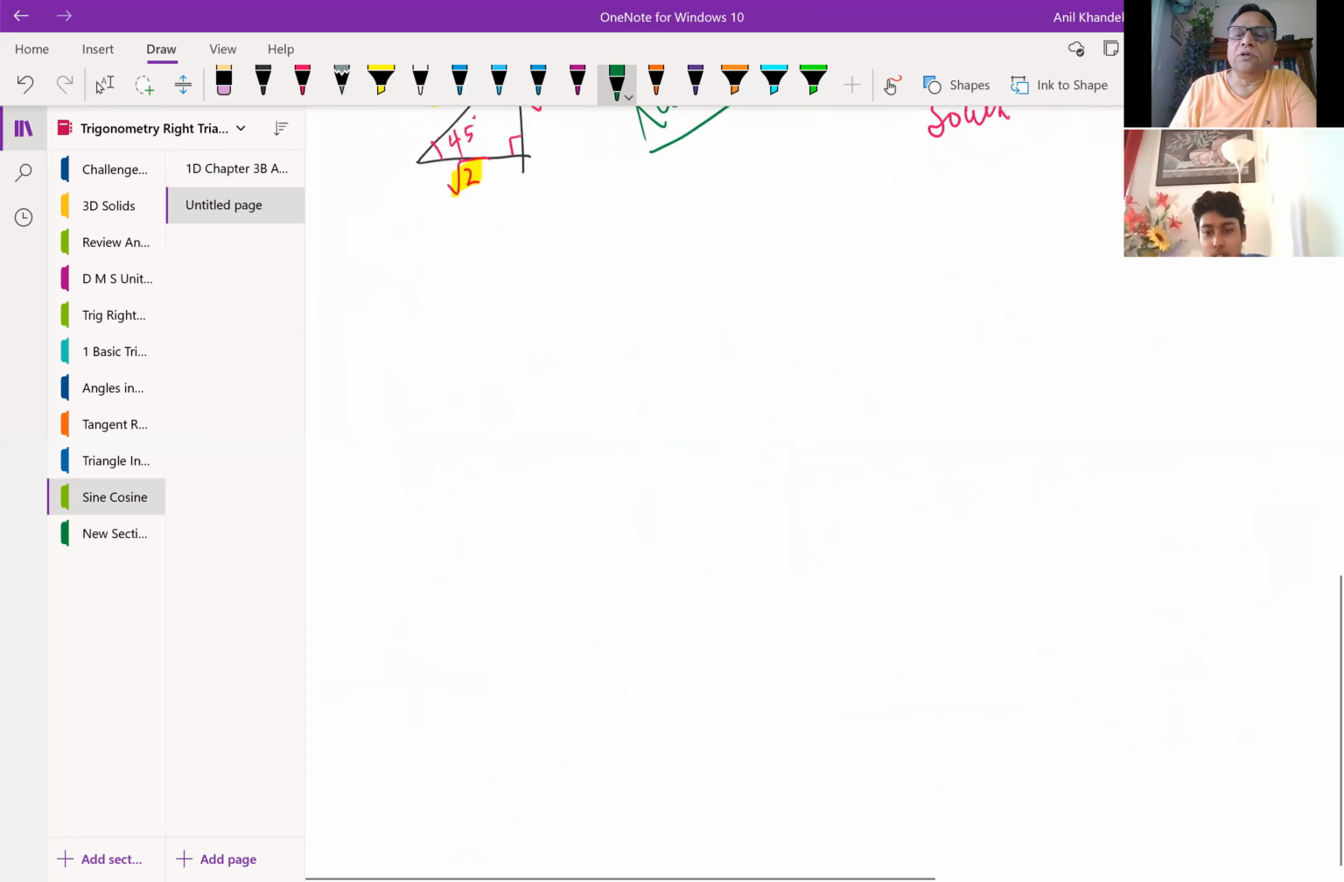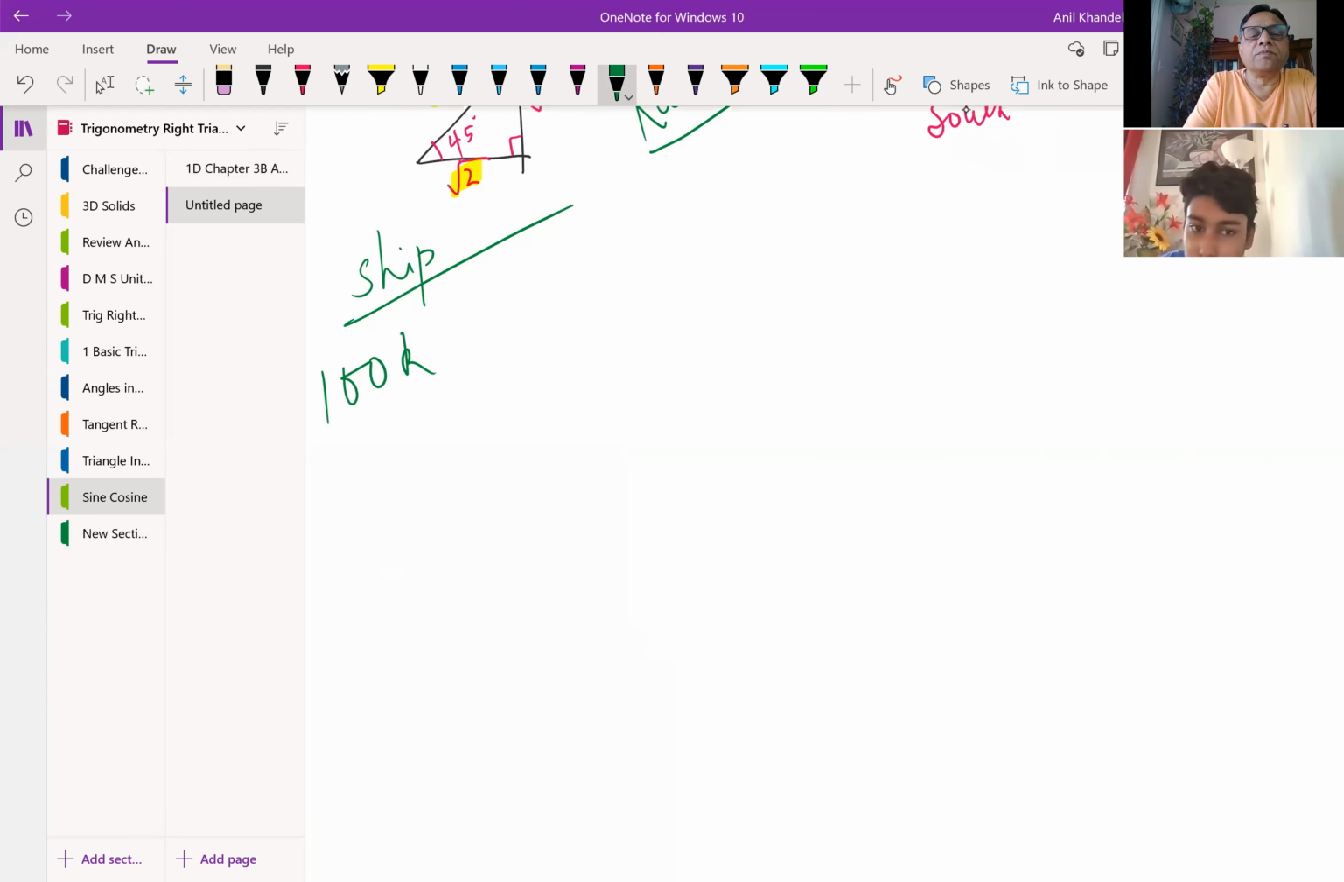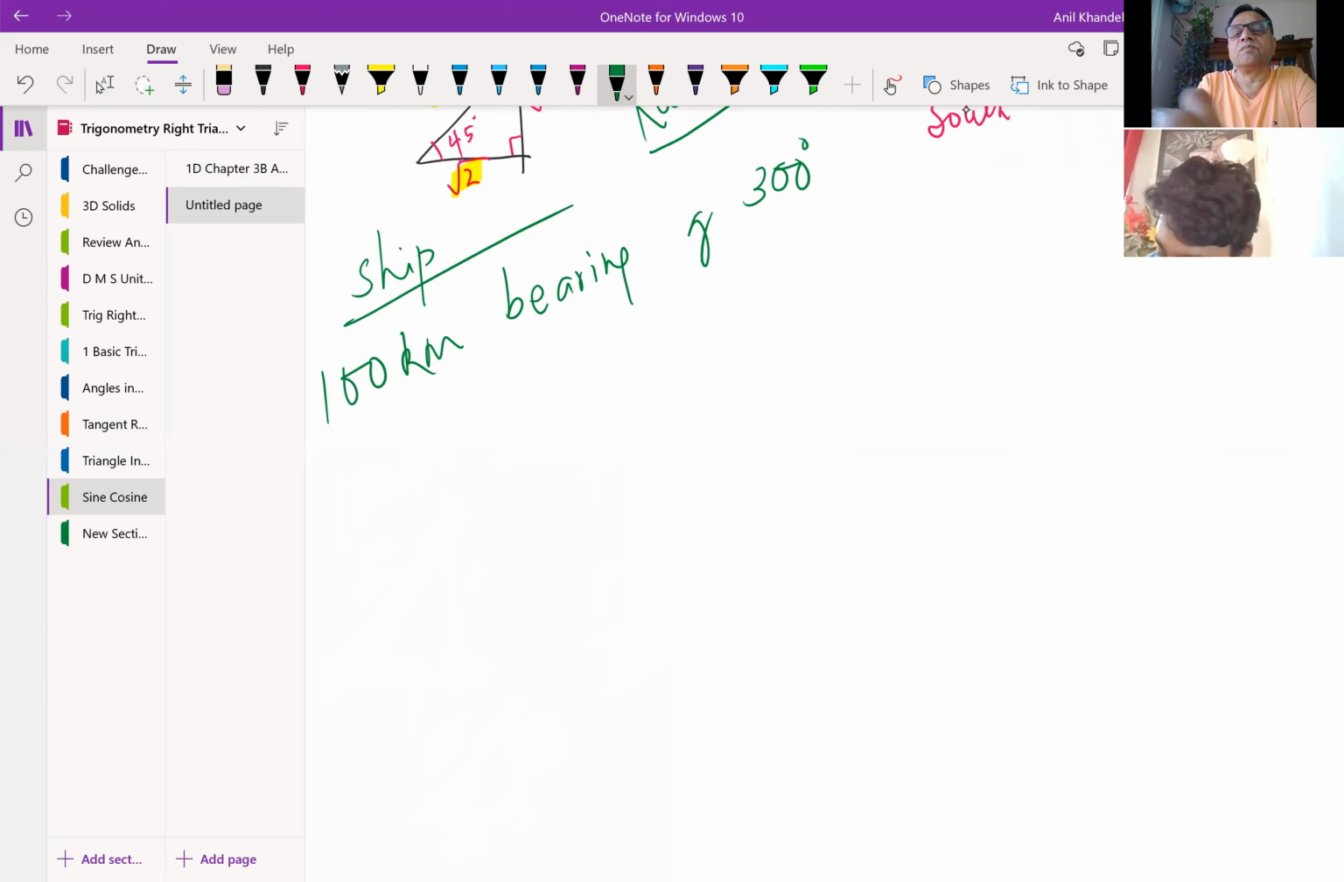Now, I could actually make the question slightly more difficult for you. This time, we are taking a ship which sails first 100 kilometers at a bearing of 300 degrees. At a bearing of 300 degrees, okay? And then it travels, let us say, about 50 kilometers in the direction east.